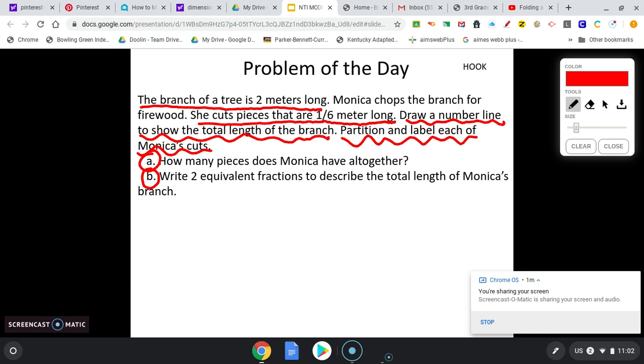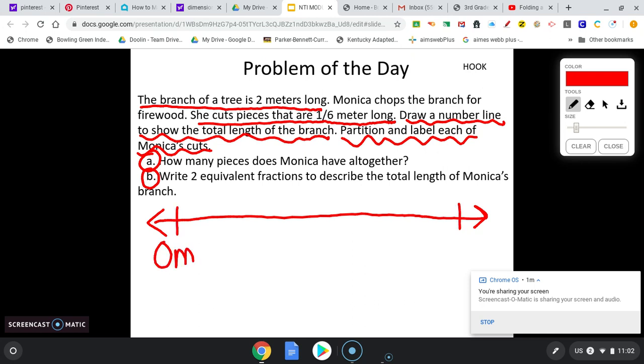So first off, we know that the branch of the tree is 2 meters long. So let's draw a number line. And this number line needs to be 2 meters long. So let's start here with 0 meters and all the way to here with 2 meters. What whole number is missing? Yes, a 1. So let's put 1 meter there. So if she cuts them into 1/6 meters, then how many equal parts do we need to partition each whole? 6 equal parts. Very good. So let's partition the whole from 0 to 1 with 6 equal parts, and then from 1 meter to 2 meters with 6 equal parts.